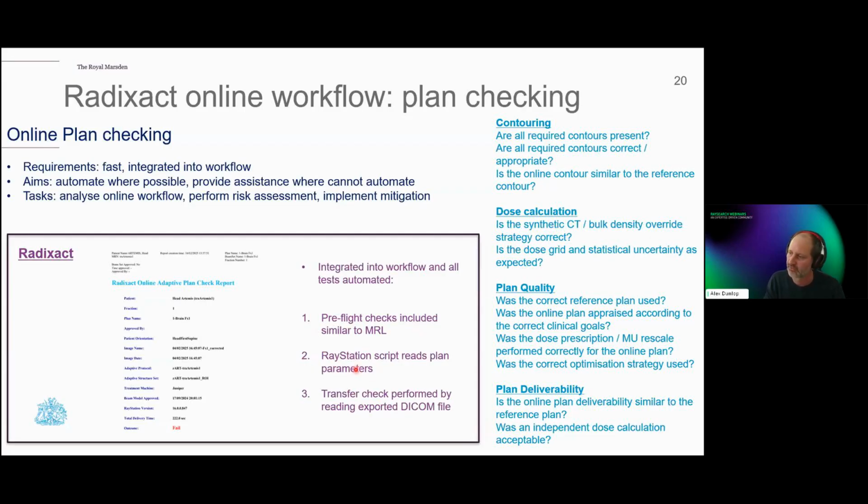Step two is after we've generated our online adaptive plan, and we run a script that checks all of the plan parameters and makes sure that they are as expected. And then finally, just before we deliver our online adaptive plan, we perform a transfer check to make sure that the plan that we're about to deliver is the plan that we've just optimized in RayStation. So we're confident that we're delivering the right thing.